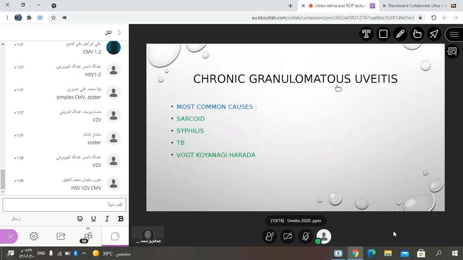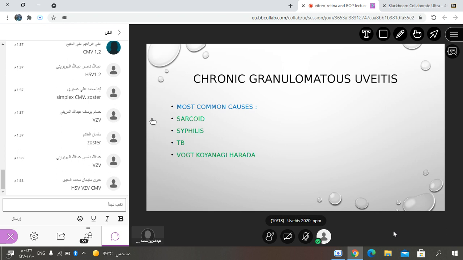Okay, chronic granulomatous uveitis, like sarcoidosis, syphilis, TB, Vogt-Koyanagi-Harada disease. Sarcoidosis is well known to be granulomatous, TB is well known to be granulomatous, and Vogt-Koyanagi-Harada disease is also well known to be granulomatous. In addition to that, there is sympathetic ophthalmia, and this is one of them, and can result in granulomatous uveitis as well as syphilis.